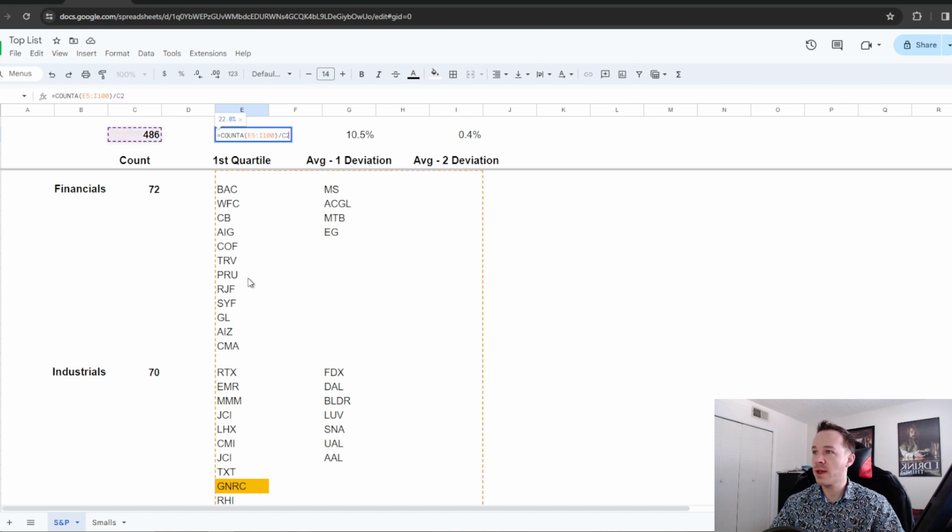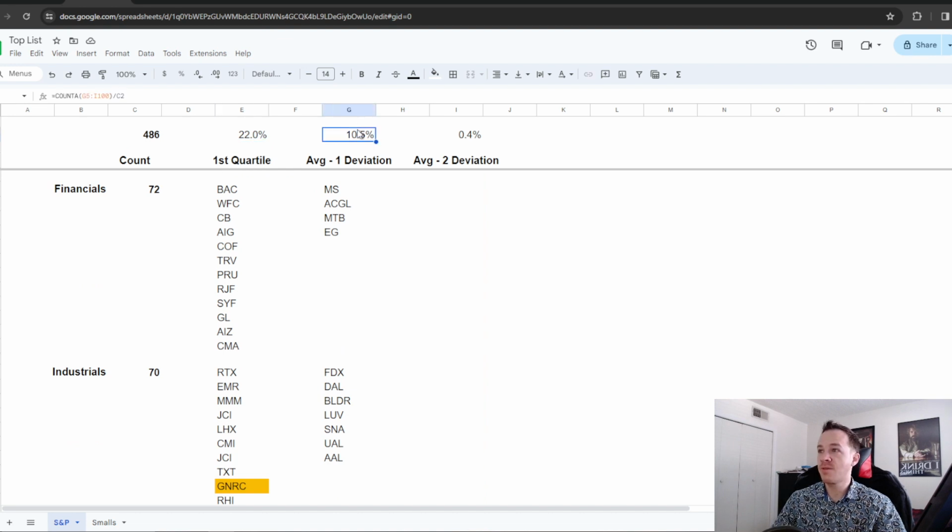So for the first quartile category, like I said, it technically includes all 3 of these categories here. 22% of the companies ended up falling into the first quartile. 10 to 11% fall into this category, and 0.4% fall into this category. So looking through them, you can take a look for yourself. I tried to make the font size large enough that you could perhaps pause and take a look at each of the companies that fall in this category.